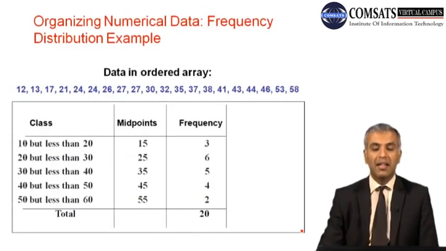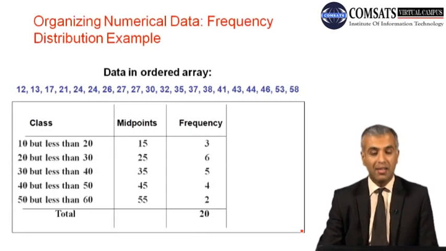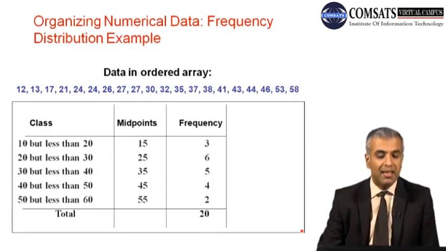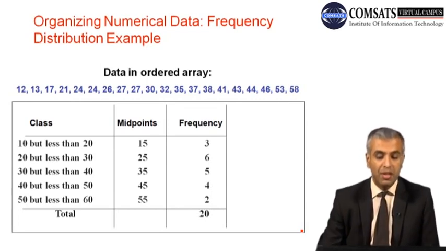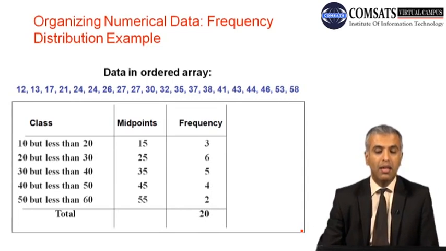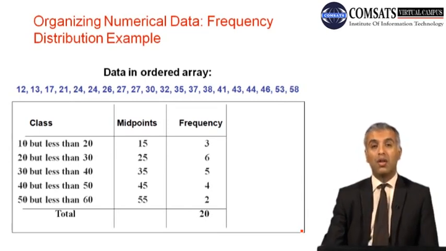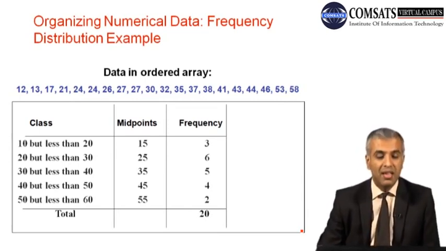Here you can see that in the ordered array at the top the data is displayed, and in the left side column we can see that the class ranging from 10 to 20 has a midpoint of 15, which is the standard midpoint between these two values. In principle, the number of values within this class interval is 3, which are 12, 13 and 17.